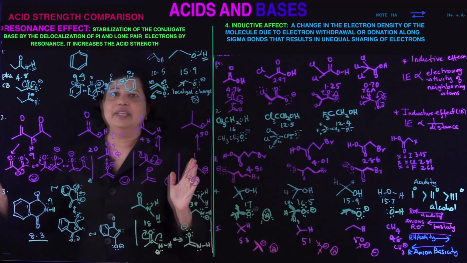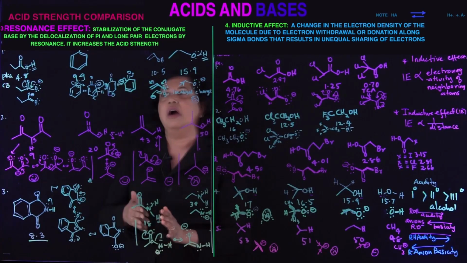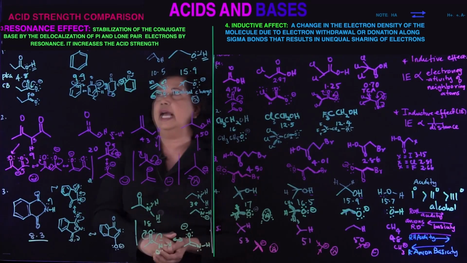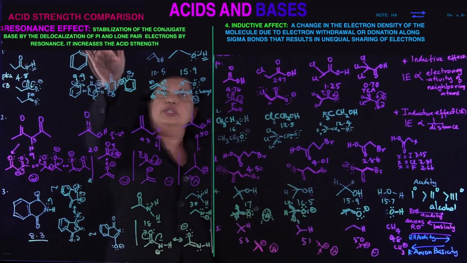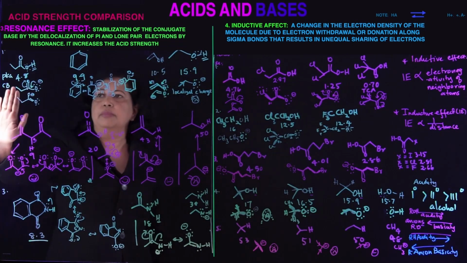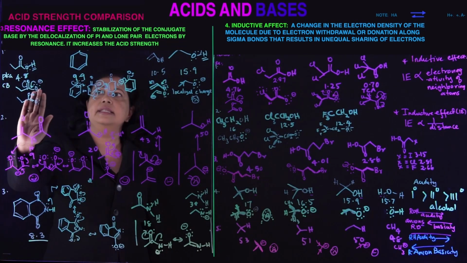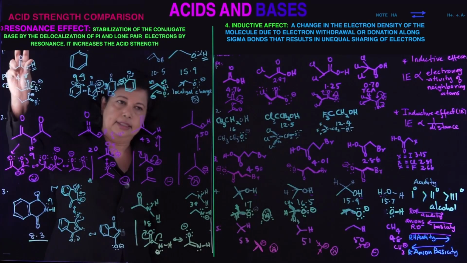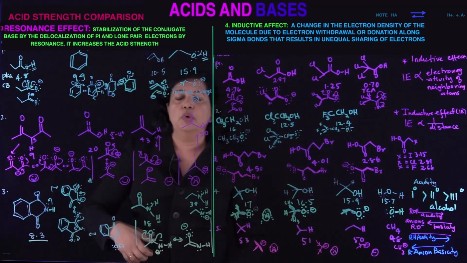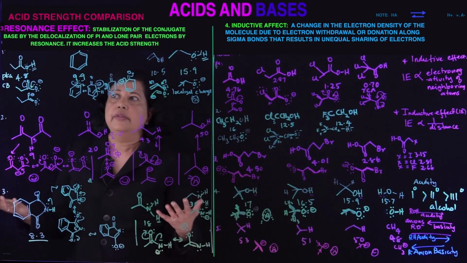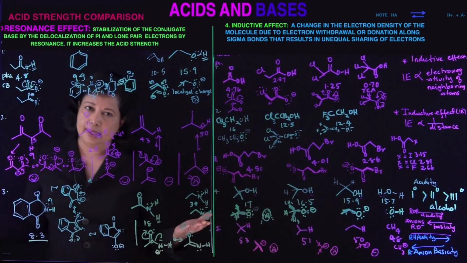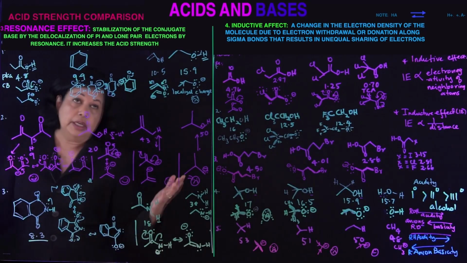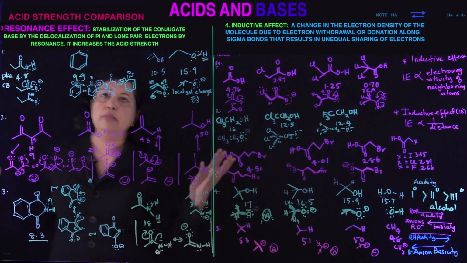So the resonance effect is the stabilization of the conjugate base, which is the molecule after the hydrogen comes off of the acid, by delocalization of the pi and lone pair electrons by resonance. This is going to increase the acid strength. The more resonance you have, the higher the acidity. Another thing is the more resonance you have, that puts the anion on electronegative atoms like oxygens or nitrogens. That also increases the acidity of the molecule tremendously.